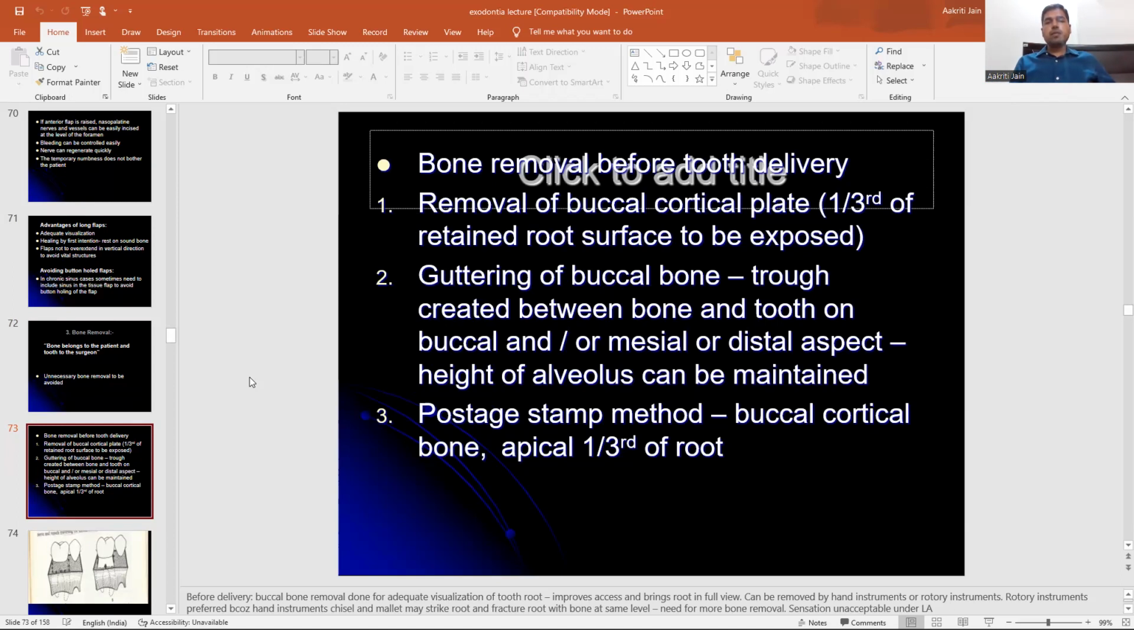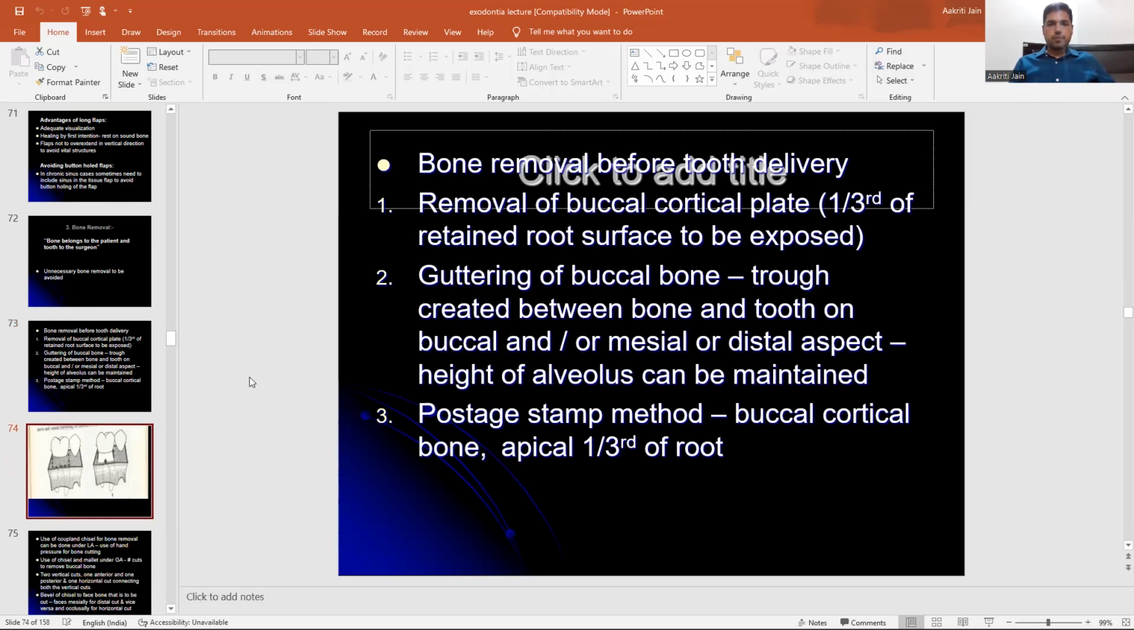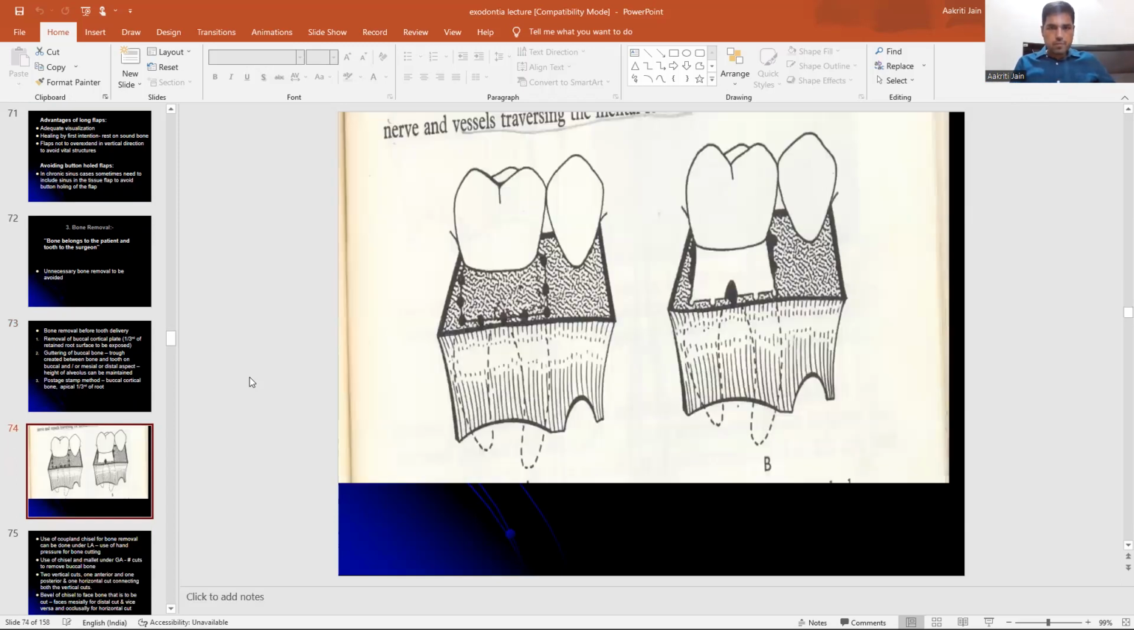Postage stamp method: in this, the buccal cortical bone is removed and the apical one third of the root is exposed. As you can see in the picture, this is the buccal bone guttering done and the exposure of the root is seen.